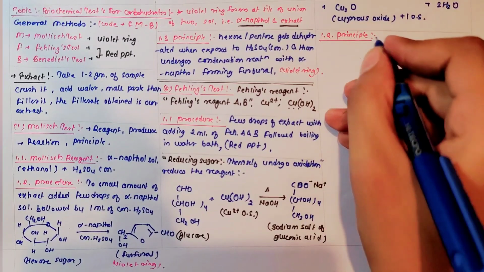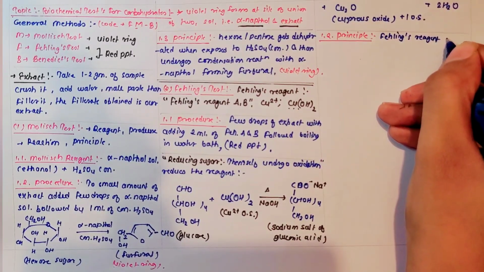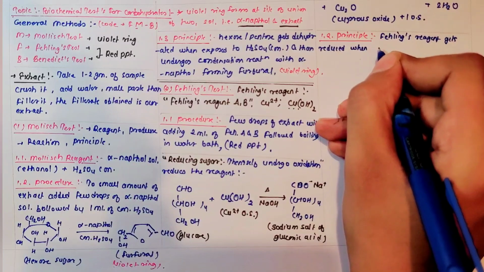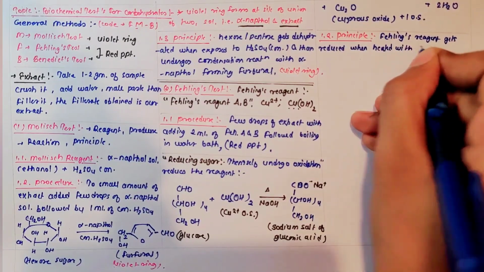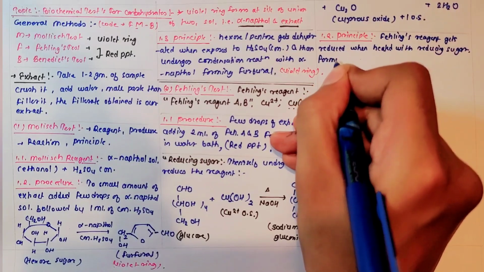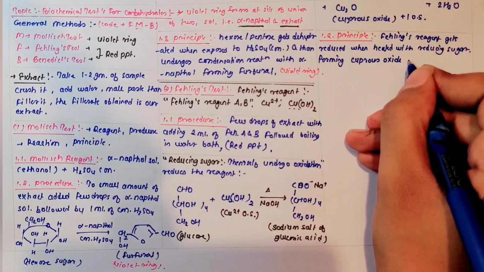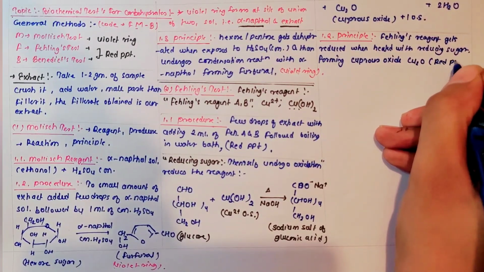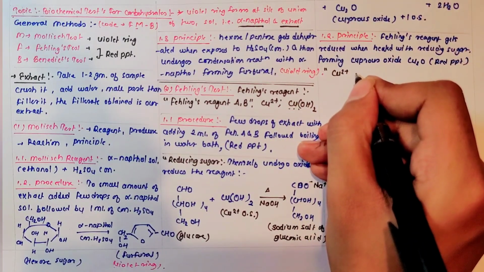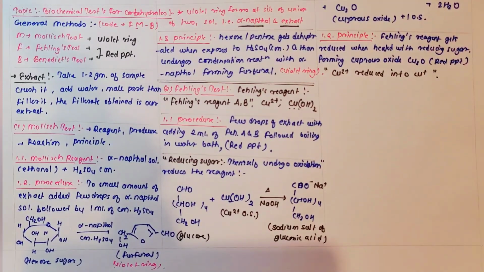Now let us see the principle that it will follow. In principle we can write that Fehling's reagent gets reduced when heated with reducing sugars, forming cuprous oxide, Cu2O, which gives a red precipitate. So to summarize, we can write that Cu2+ of Fehling's reagent gets reduced into the Cu+ ion. This is our principle.